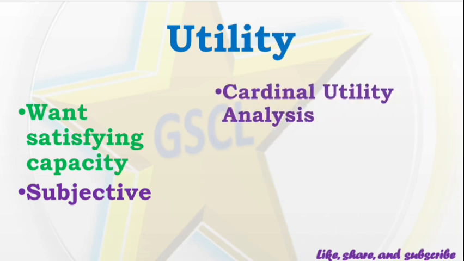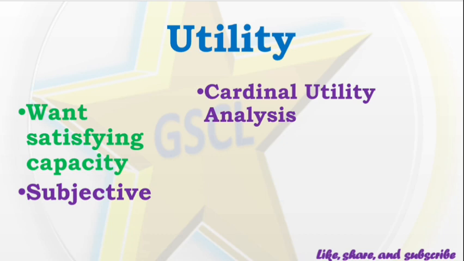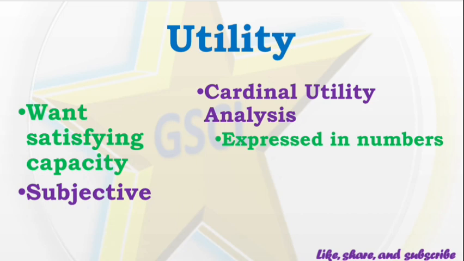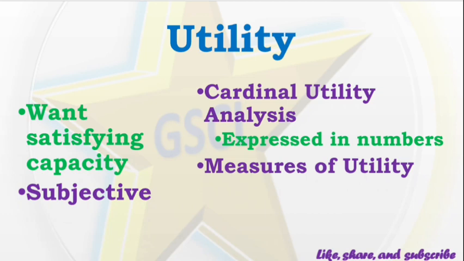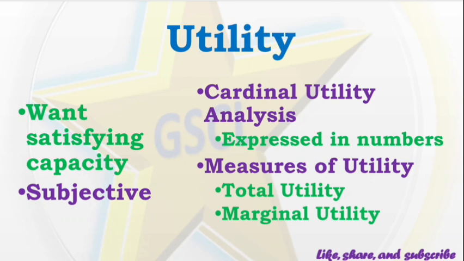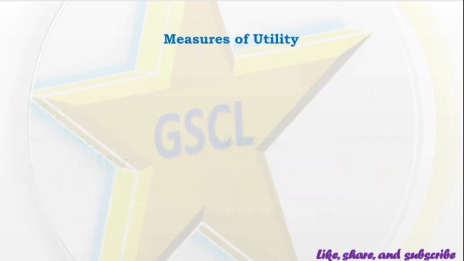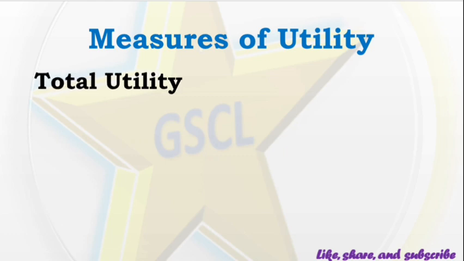Now, under utility, cardinal utility analysis will be spoken about. It expresses the utility in terms of numbers 0, 1, 2, 3, etc. And under this, we have two measures of utility: total utility and marginal utility.